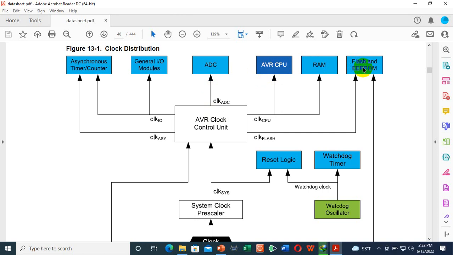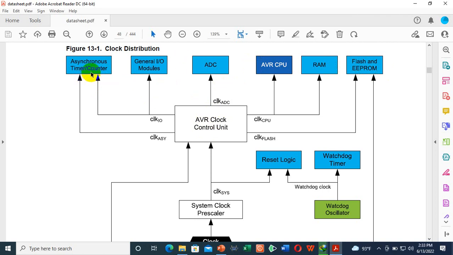Sir, in this sector, can you consider it as an output? This one, the upper portion? The upper portions are the different components of the microcontroller. They are inside the main CPU or main microcontroller unit.